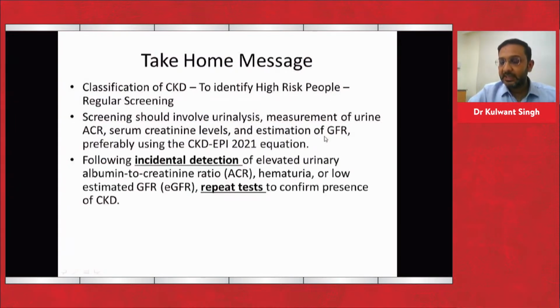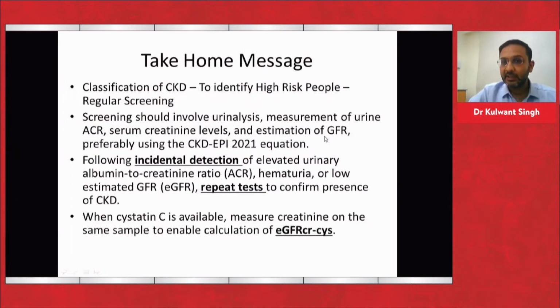Whenever we get an incidental finding of elevated urinary ACR or any hematuria or low GFR, we should repeat the test to confirm the presence of CKD. Whenever cystatin C is available in your lab, try to measure creatinine and cystatin C in the same sample and try to follow the combined eGFR based on creatinine and cystatin C formulas. We should always look for proof of chronicity so that we don't delay the treatment and start it early.